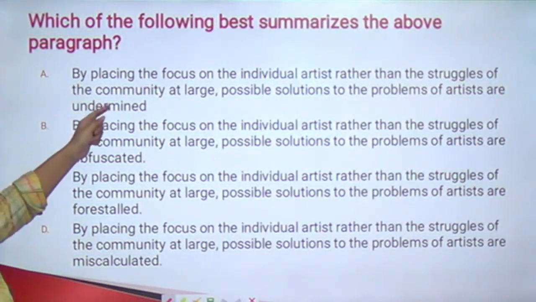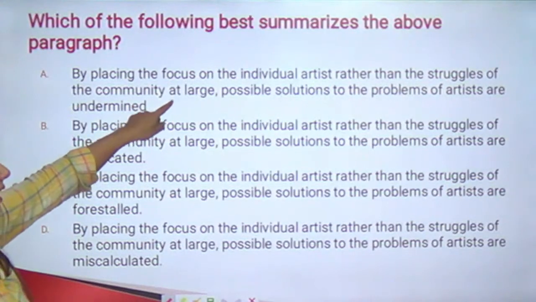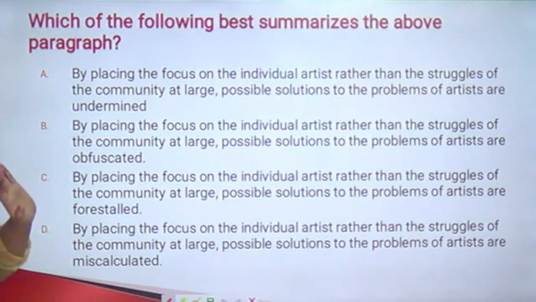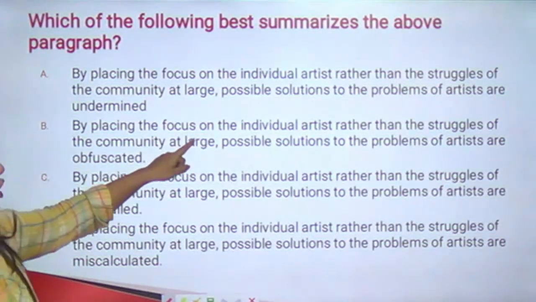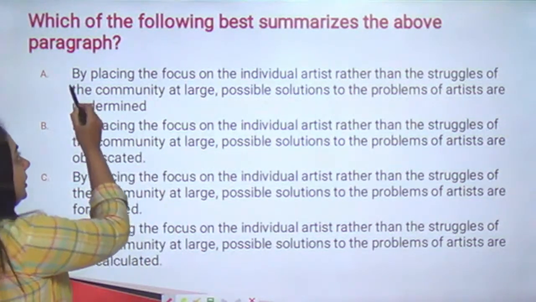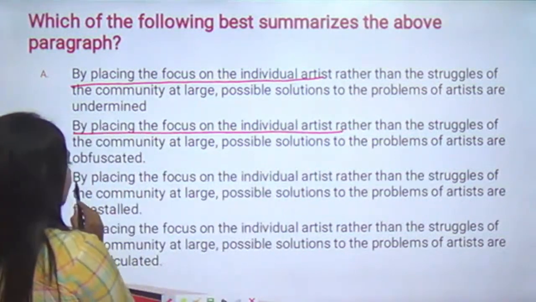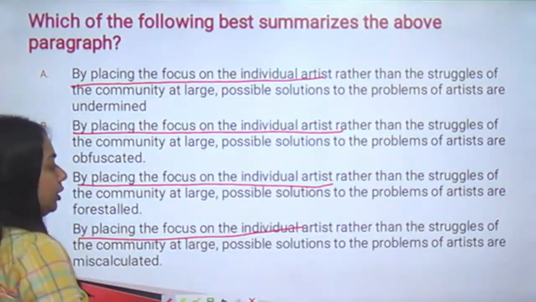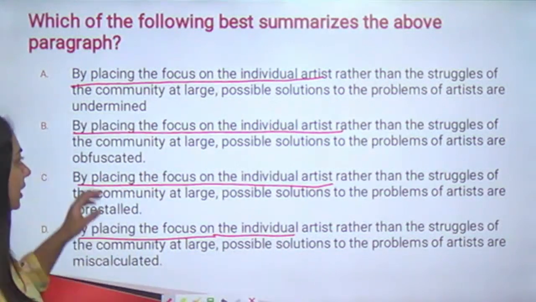By placing the focus on the individual artist rather than the struggles of the community at large, possible solutions to problems of artists are undermined. Second one, by placing the focus on the individual. So you people can see one thing, the beginning of each and every option is the same. So it means you'll have to focus on the second part of all the options. That is going to give you your right answer. Let's read the rest of them.